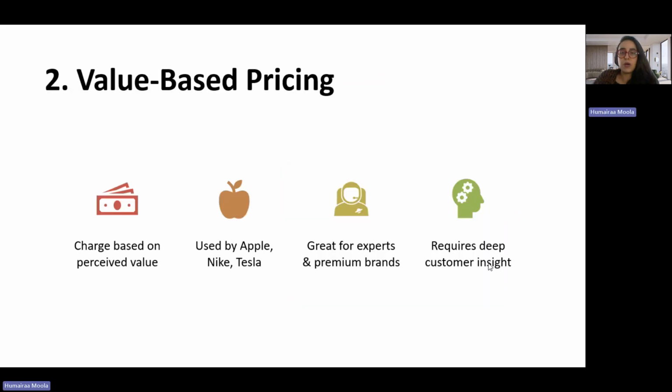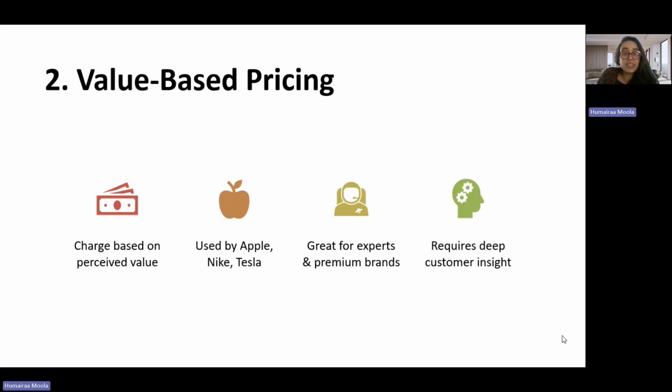Now, value-based pricing. This is the second form of pricing, and this is where pricing becomes more strategic. Because value-based pricing means you charge based on the value the customer believes they are getting, rather than simply what it costs you to create that product.